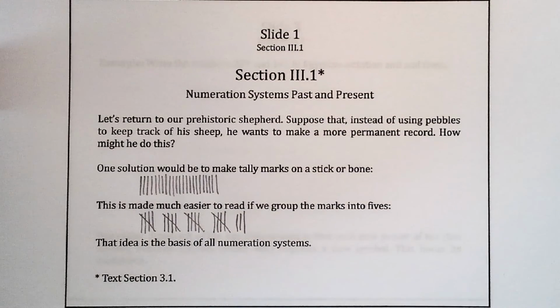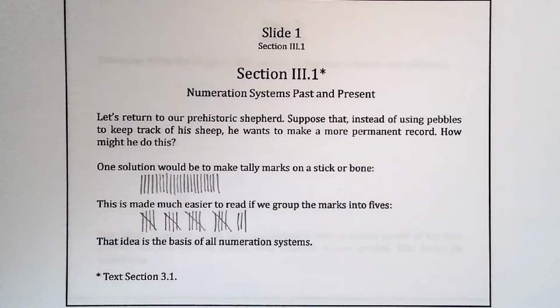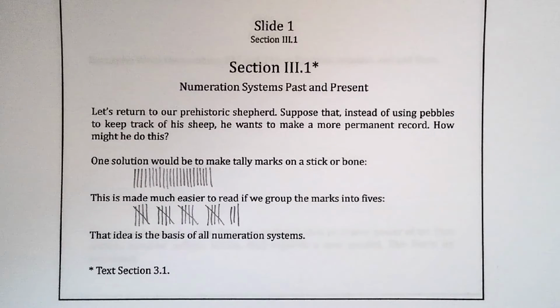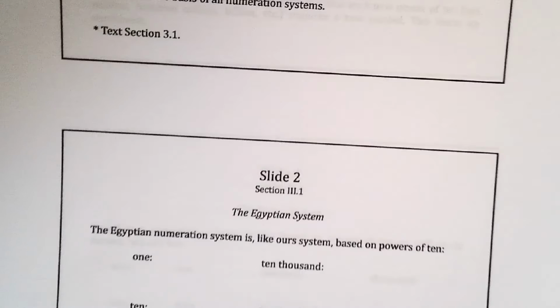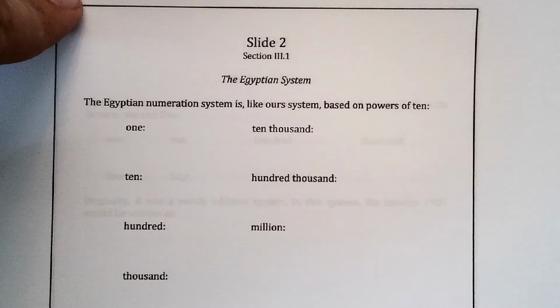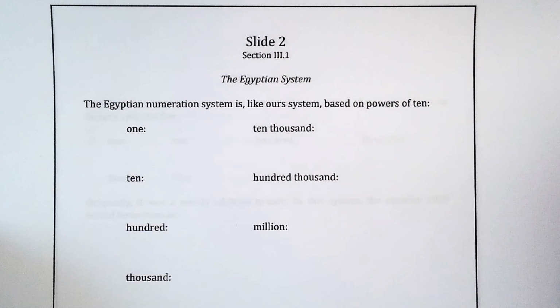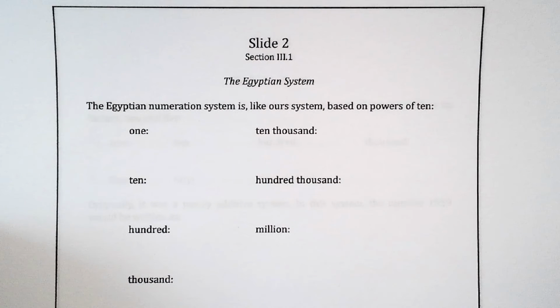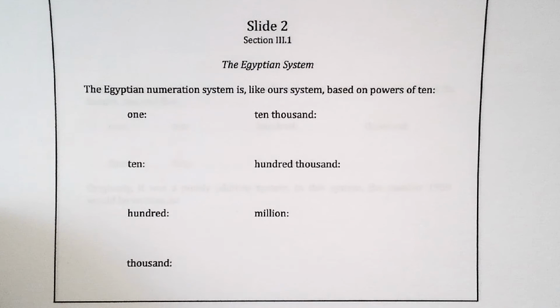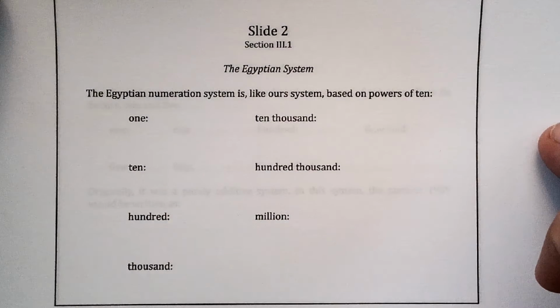Okay, in this section we're going to talk about 5 historical numeration systems. The first system we're going to talk about is the Egyptian system. So this is the system that was used in ancient Egypt. And like ours, it is based on powers of 10. Okay, so that makes it a little bit easier for us to understand.